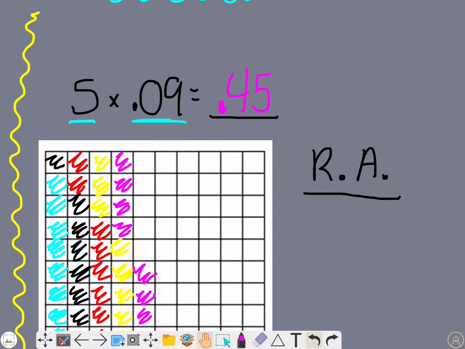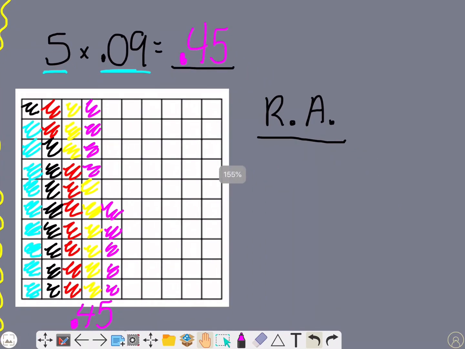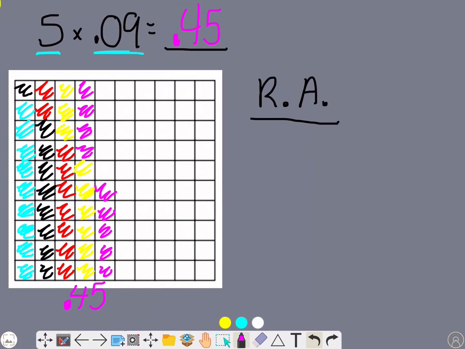This is a mistake I see a lot of students make with repeated addition, so I wanted to show you an example. They count up the boxes and they say, well, there's 9 boxes. So they do 9 plus 9 plus 9 plus 9 plus 9. But unfortunately, that's going to be wrong. That's going to get you a whole number. Those boxes aren't worth tenths, they're worth hundredths. So it's not 0.9, it's 0.09.